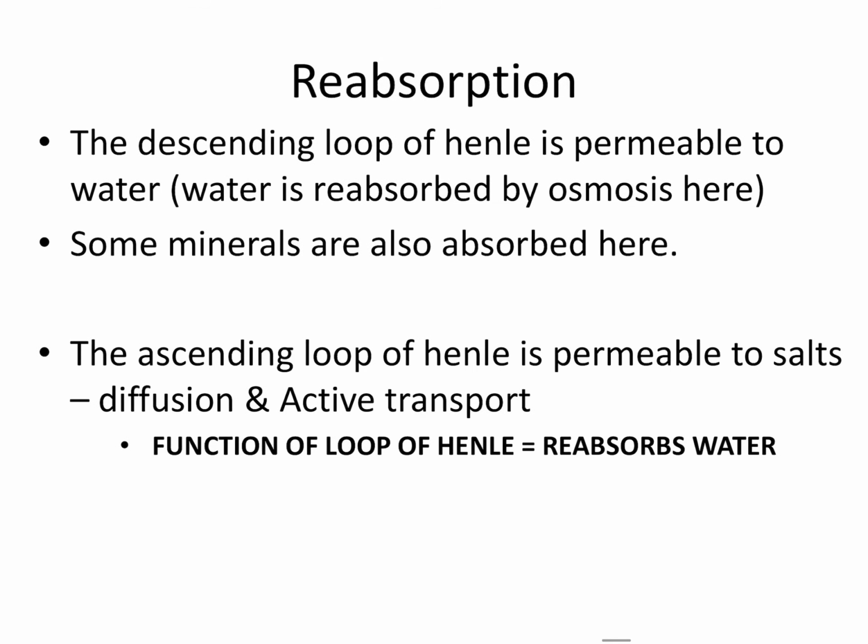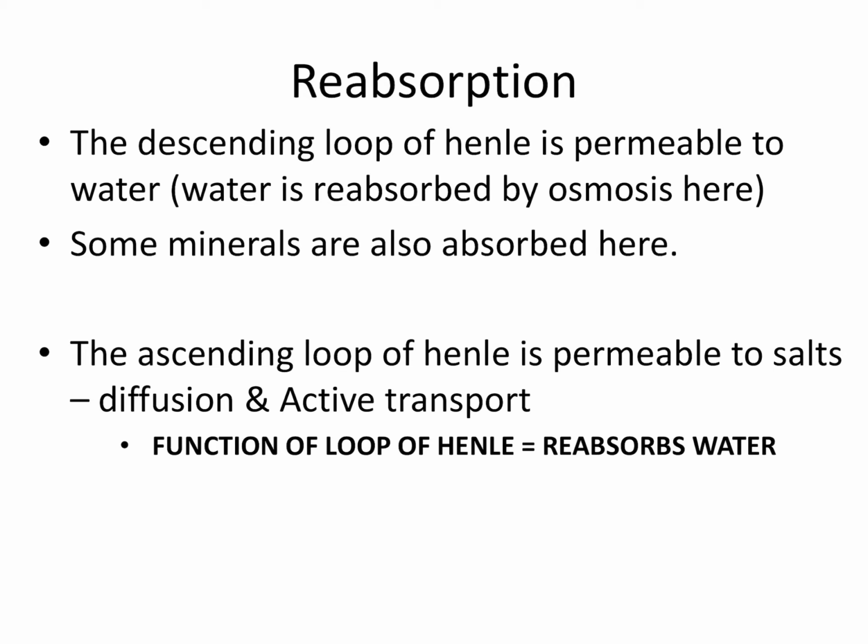Because remember, active transport is going against a concentration gradient, so you're going from low to high, so that will require energy. Now the loop of Henle, the descending loop, is permeable to water, so water is reabsorbed back into your bloodstream. Remember, the capillaries are covering the loop of Henle, so the water goes back into the blood, and some minerals are also absorbed here.